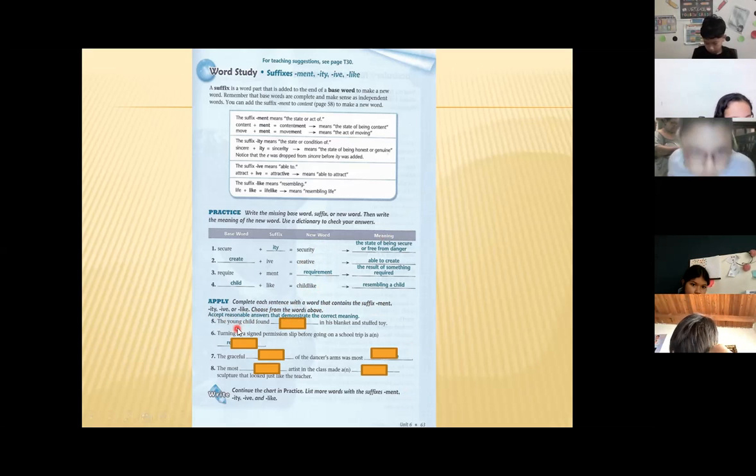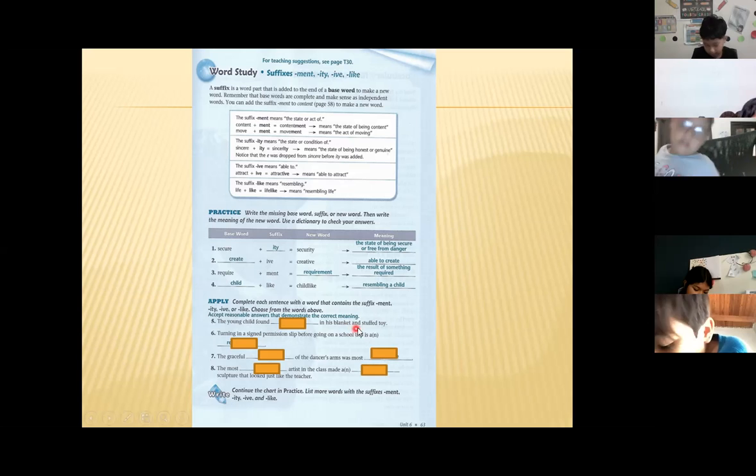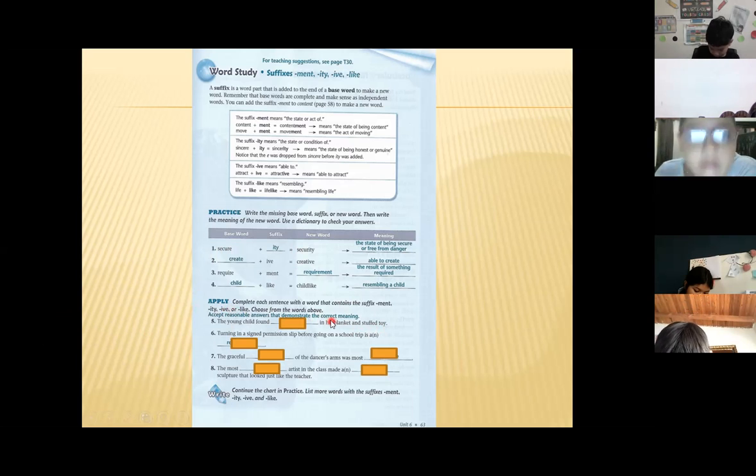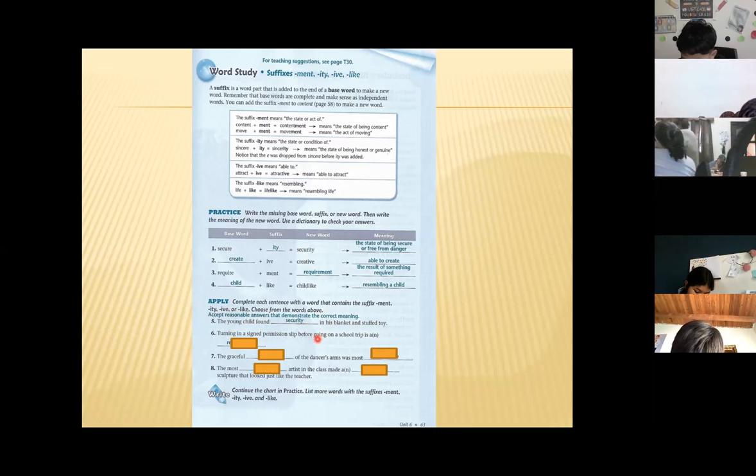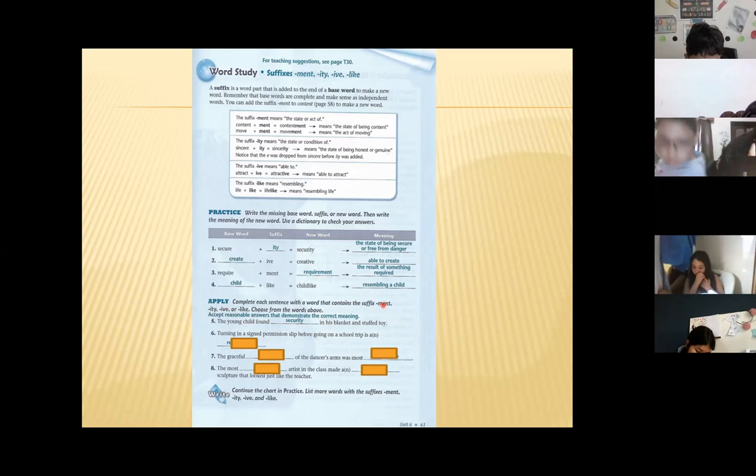Now it says, the young child found security in his blanket and stuffed toy. Which of these words can we use? Number one, write it here. The young child found security in his blanket and stuffed toy. You can write security. What about number two? Turning in a signed permission slip is a requirement before going on a school trip. Requirement. That's right. It's a requirement.